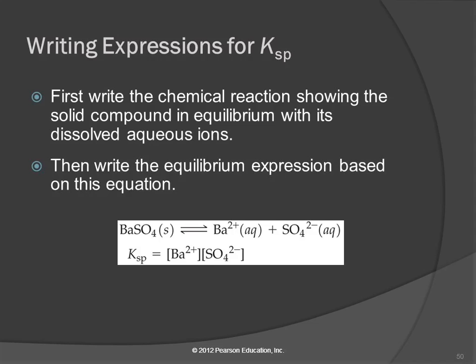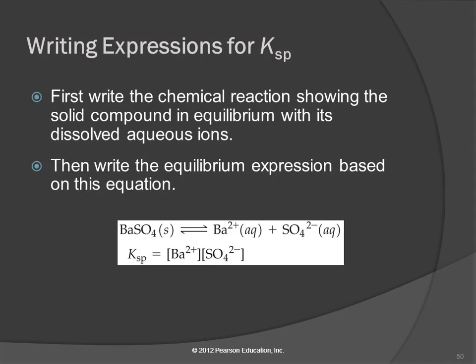So here's an equation for barium sulfate dissolving. The solid is always the reactant because we're talking about something dissolving. So we have this solid ionic compound, and it's dissolving and coming apart into its individual ions. So here we have barium sulfate creates one Ba2 plus ion and one sulfate ion.